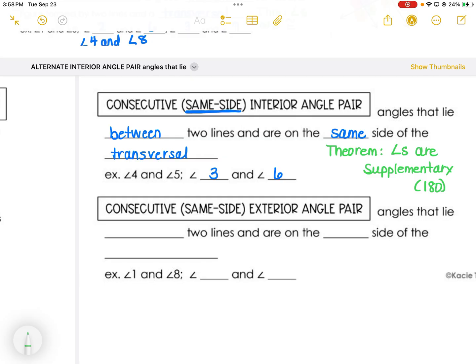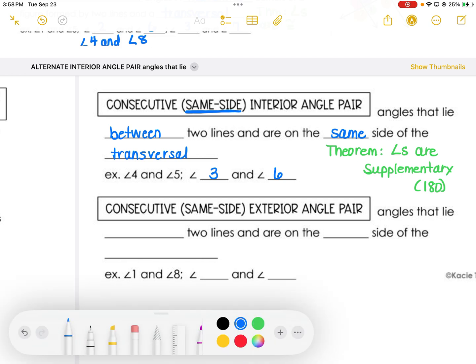Now here's why I like to use same side interior as the name of these, is because all your same side angles are supplementary. So you've got all those S's. Same side supplementary. So same side interior angles are supplementary. And for our last pair, our same side exterior are also supplementary.